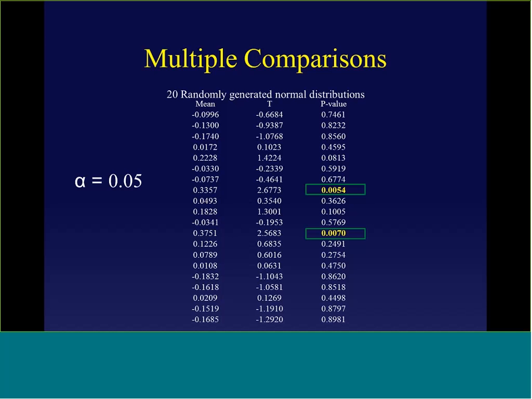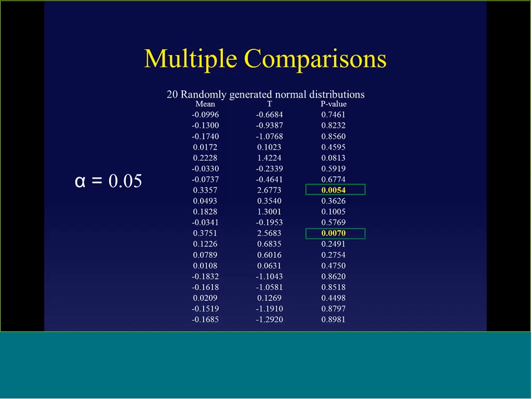There was zero treatment effect. By chance alone, in this particular case that I simulated, you'll note that two of these results were statistically significant, okay? Now, this is a problem, and this is a problem that I find in the literature is often not taken into account.